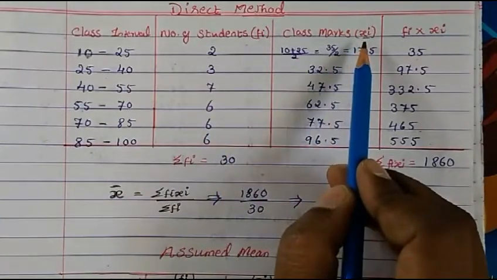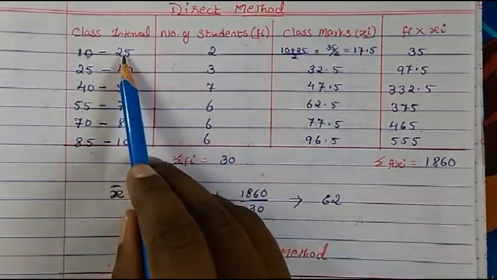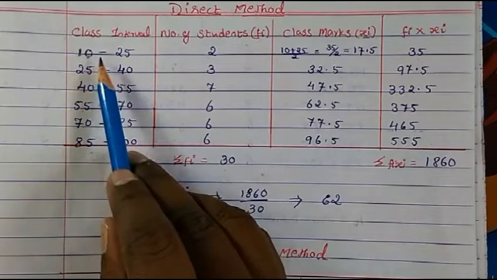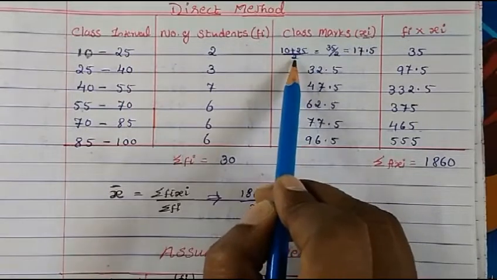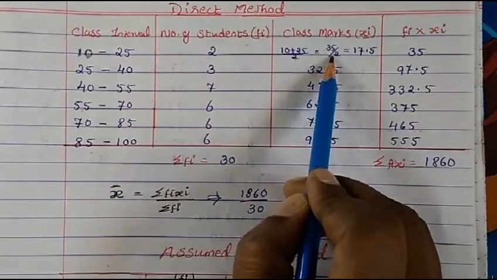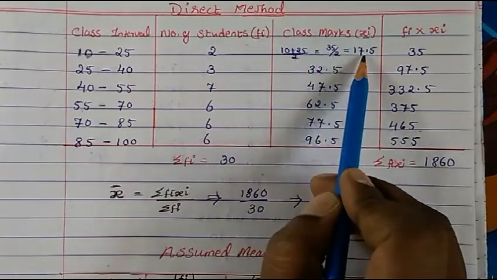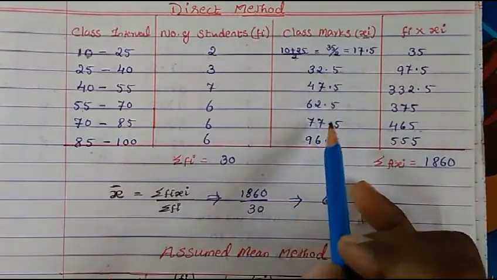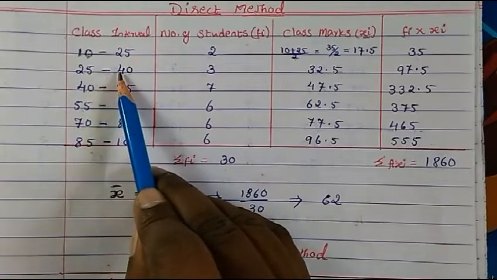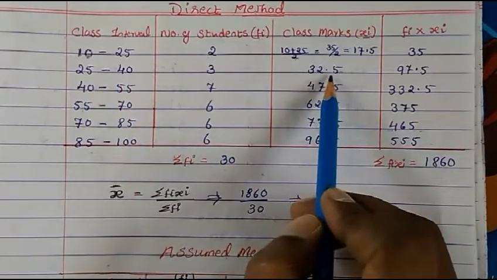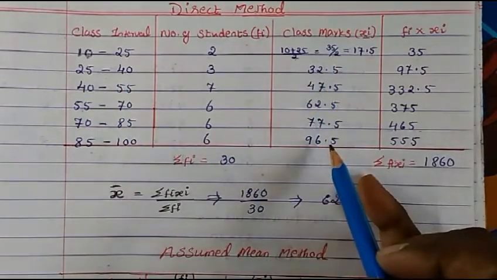Class mark I explained to you how to do. Upper limit plus lower limit divided by 2. So here 10 plus 25 divided by 2 gives me 35 upon 2. So when I divide, I get 17.5. So this average you have to find out. Same way here also, 25 plus 40 divided by 2, you will get 32.5. So this calculation you have to do.